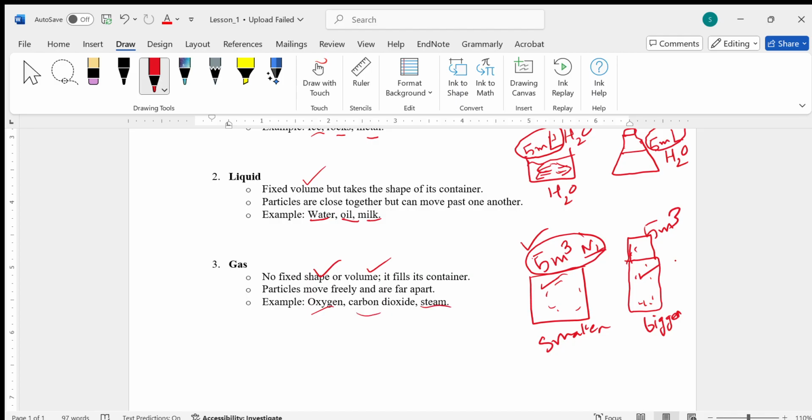So yeah, that's so far today, and in the next lesson I'll be talking to you about how different the physical and chemical properties are in solid, liquid, and gaseous states.